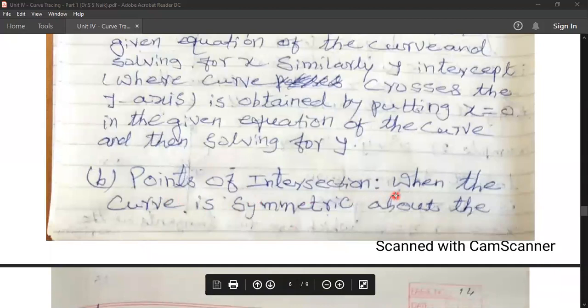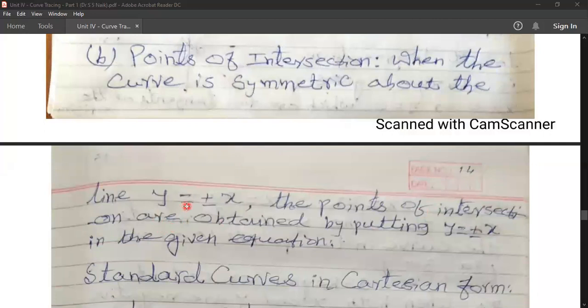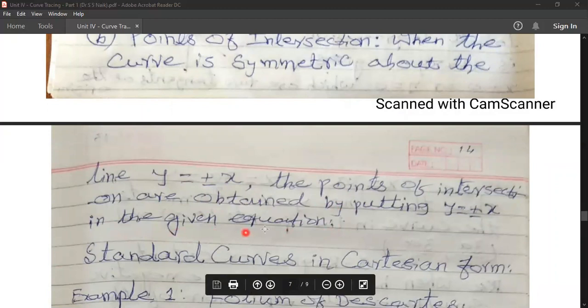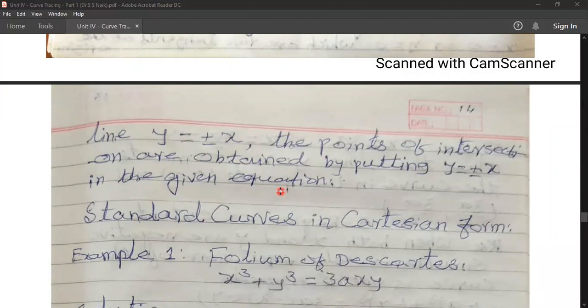Then points of intersection. When the curve is symmetric about the line y is equal to plus or minus x, the points of intersection are obtained by putting y is equal to plus or minus x in the given equation. Now, these are the main points which are to be considered for tracing the curve. Then after considering all these points, we can trace the curve in the Cartesian form. Thank you.